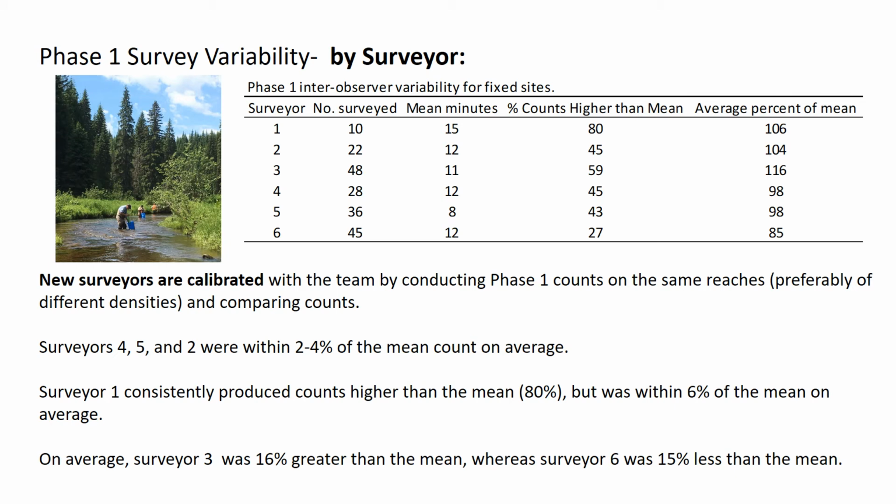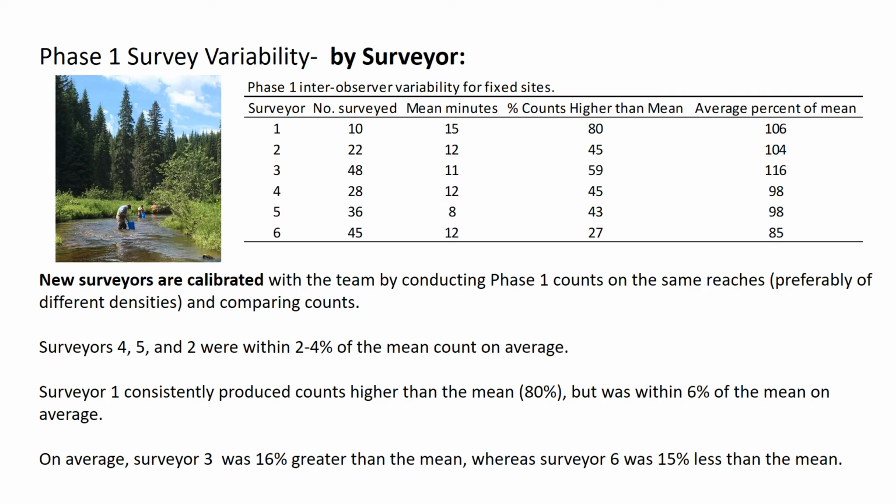This slide shows Phase 1 survey variability by surveyor. We had 6 surveyors. They surveyed a different number of fixed sites, the amount of time each surveyor took, the percent of the counts that were higher than the mean, and the average percent of the mean. And what you'll see here is that surveyors 4, 5, and 2 were within 2 to 4% of the mean count on average. Surveyor 1 consistently produced counts higher than the mean 80% of the time, but was still within 6% of the mean on average.